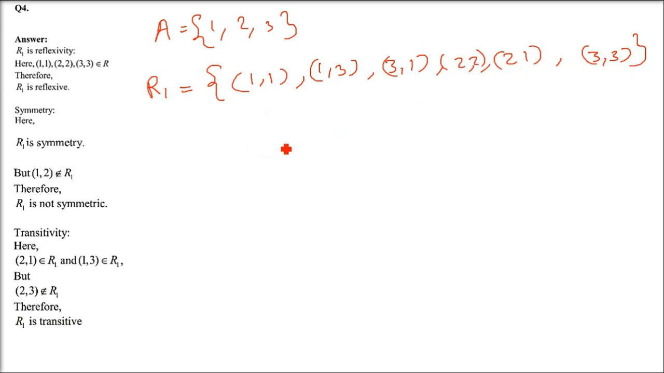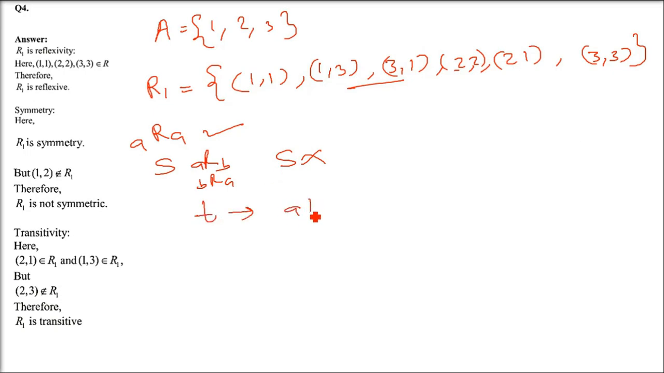Now see, reflexivity. For reflexive, A should be related to A. So (1, 1), (2, 2), (3, 3) should be there. Let us see whether they are there. Yes, (1, 1), (2, 2), (3, 3) are there. So it is reflexive. Symmetric: if (A, B) is there, (B, A) should be there. (1, 1) is there. (1, 3) is there and (3, 1) is there. (2, 1) is there, but (1, 2) is not there. So it is not symmetric. That is why we deny it.